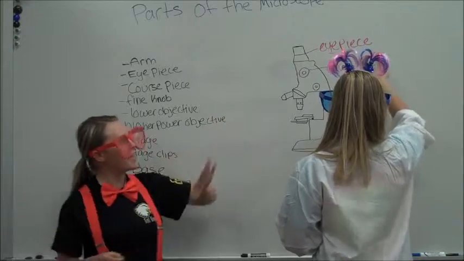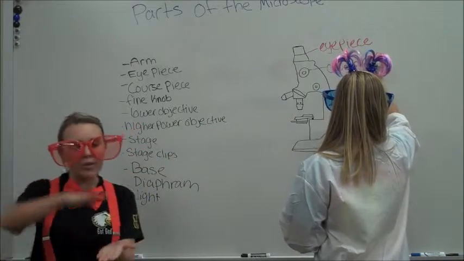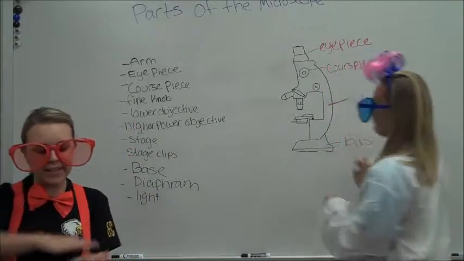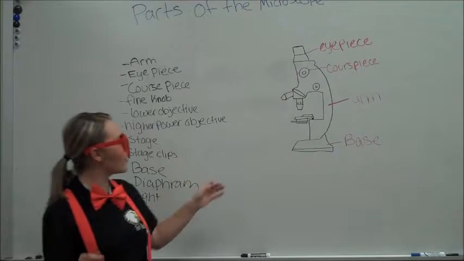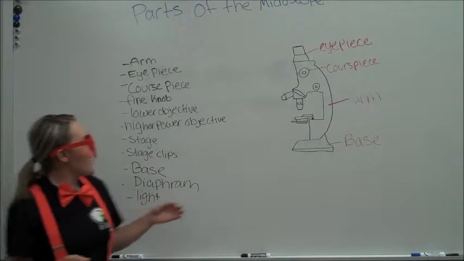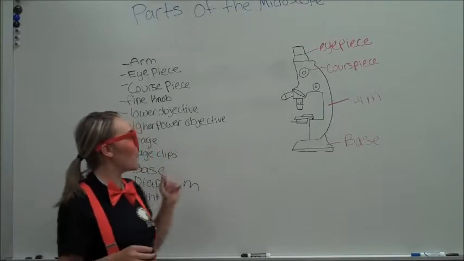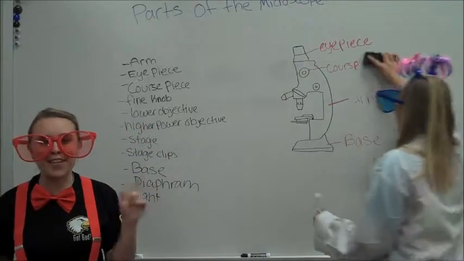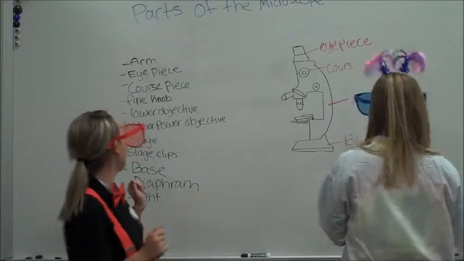Now the coarse piece is the bigger knob and it's used to move big distances so you can get closer to it. My assistant doesn't know how to spell coarse and doesn't know that there's an E, but whatever, that's okay.